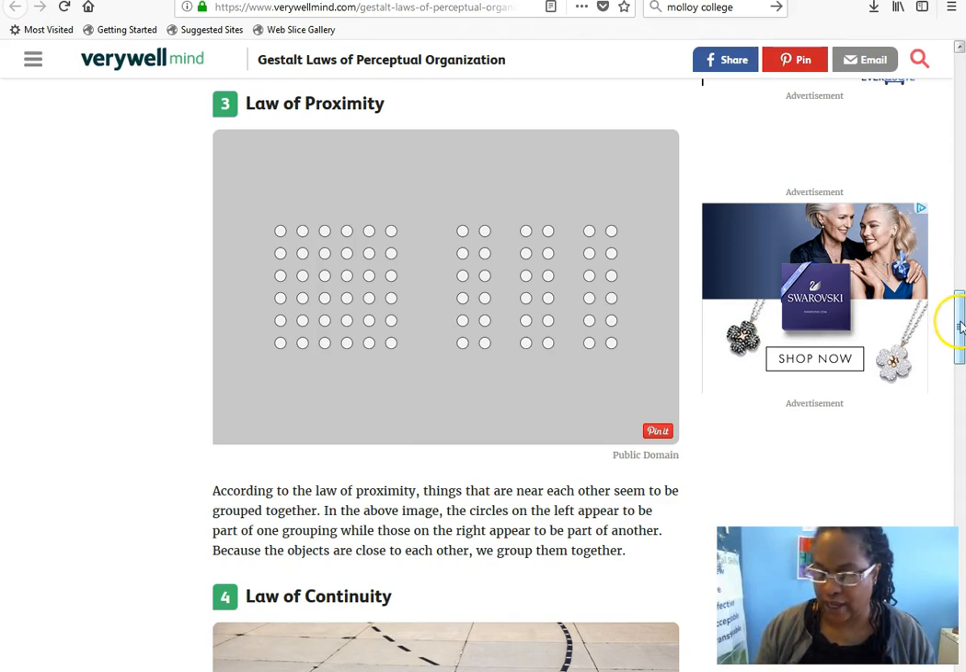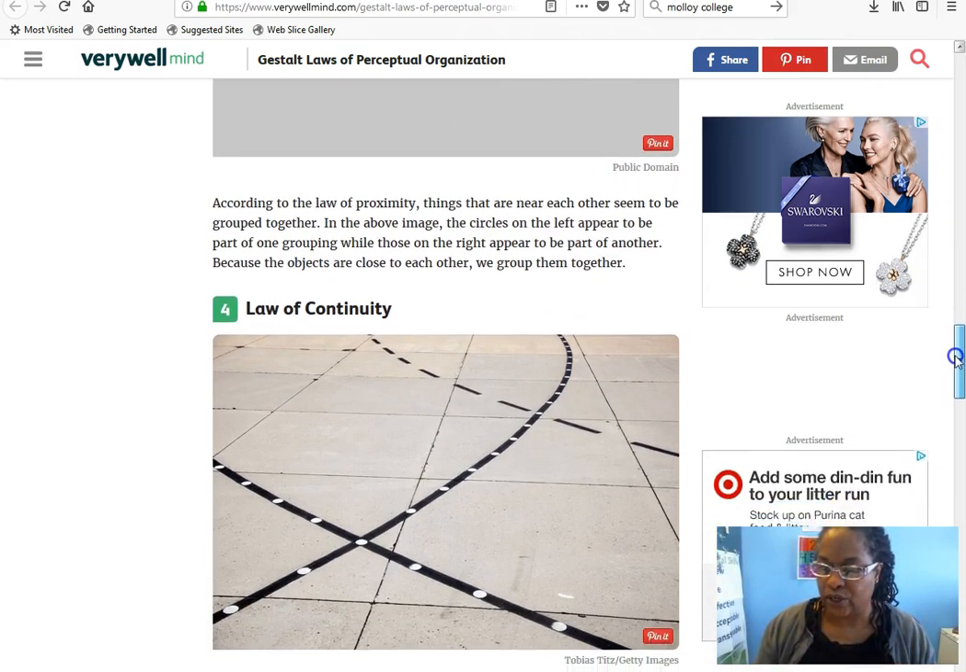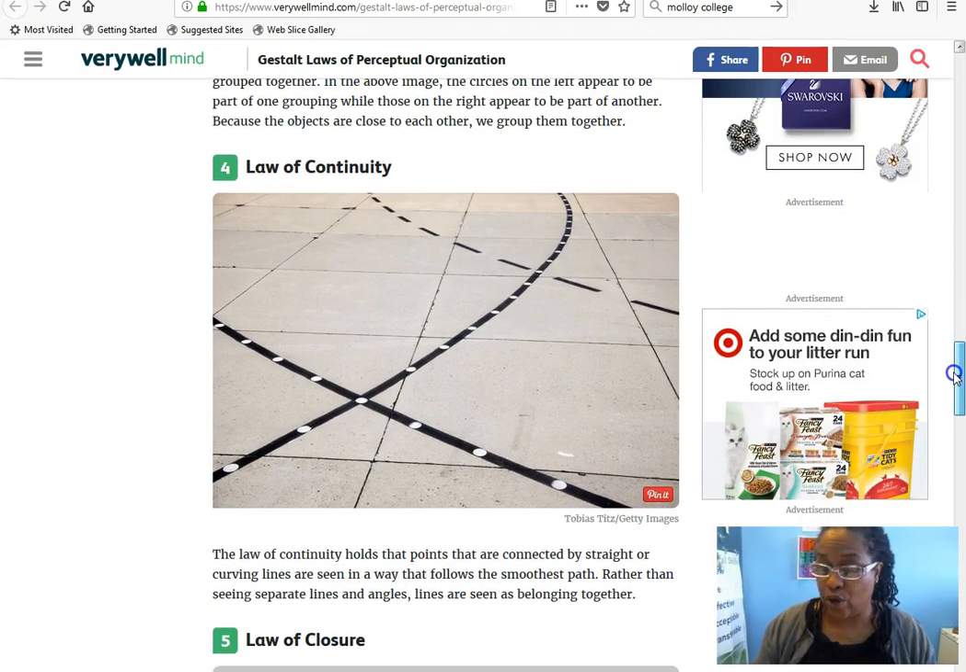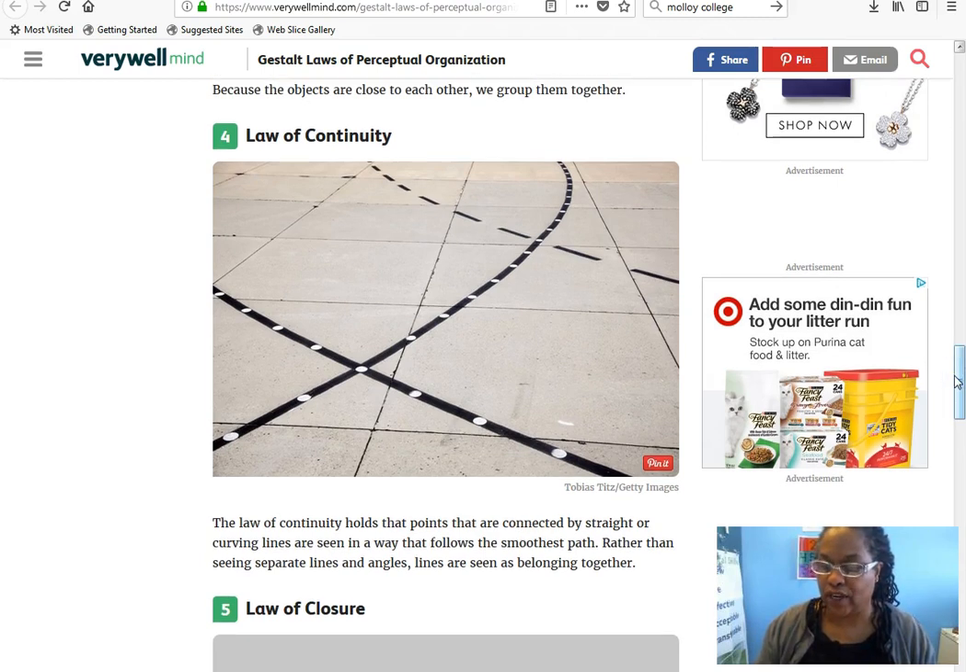Okay, so let's look at the next one. The law of continuity. The law of continuity holds that points that are connected by straight or curving lines are seen in a way that follows the smoothest path. Rather than seeing separate lines and angles, lines are seen as belonging to each other.